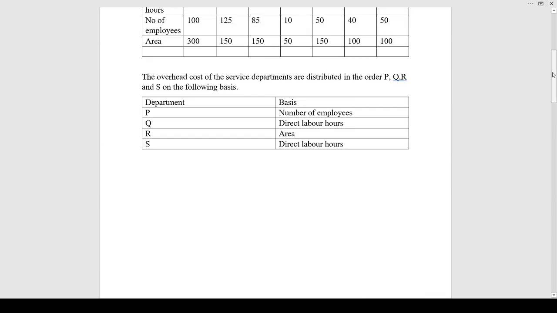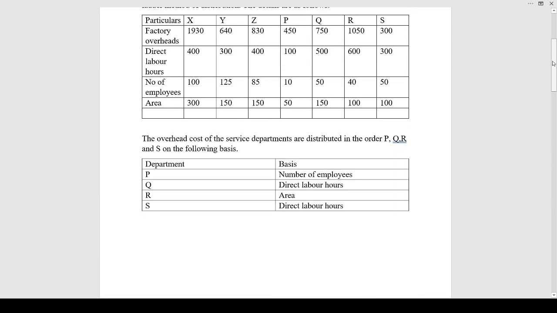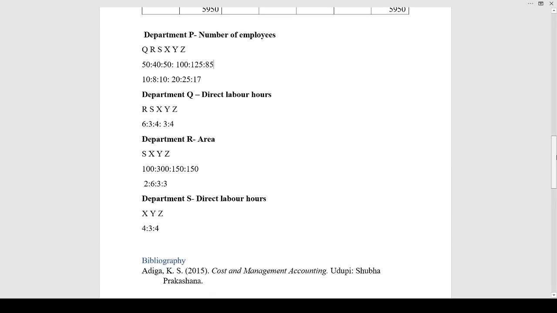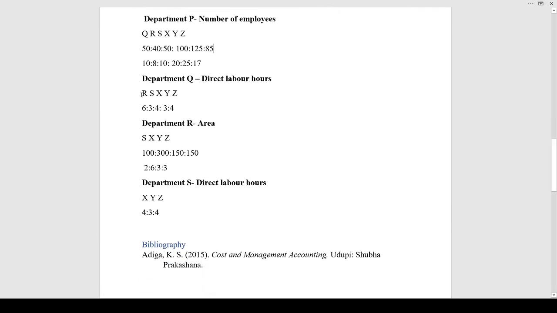You can see here direct labor hours 600, that is 6. Then next comes S department 300, that is 3. Next comes X department 400, that is 4. Y department 300, and Z department 400. So 6 is to 3 is to 4 is to 3 is to 4. This is the ratio. So the order is R, S, X, Y, Z.